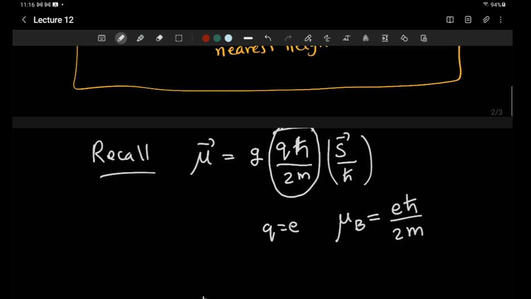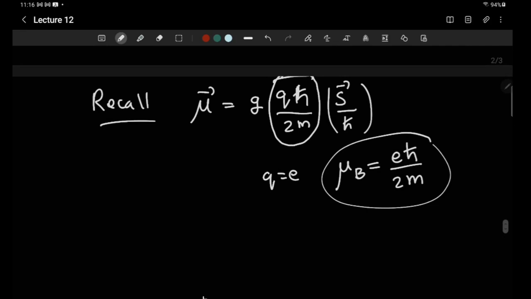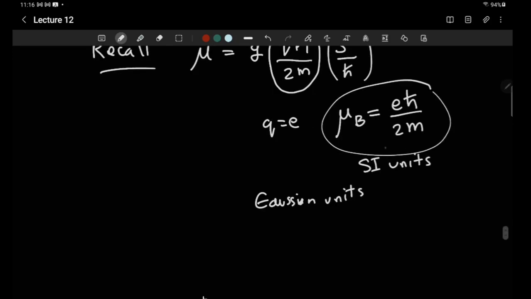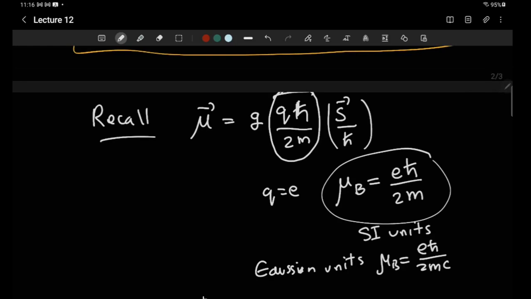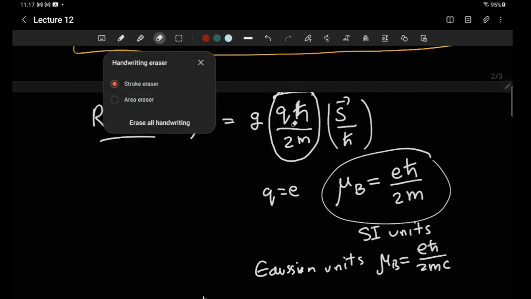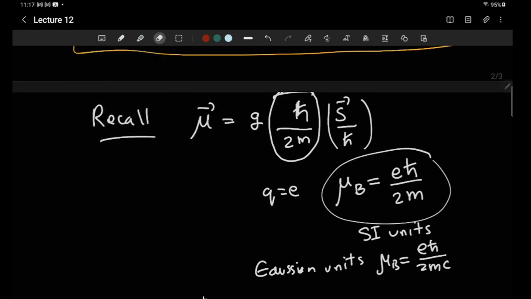Yeah. So have you seen this quantity anywhere? Yeah, it's called the Bohr magneton, and this is in SI units. And in Gaussian units, mu B, will there be a factor of c? Okay, so usually mu is measured in terms of Bohr magnetons, and you put a g factor. So we can absorb that. Okay, so this is called the Bohr magneton.